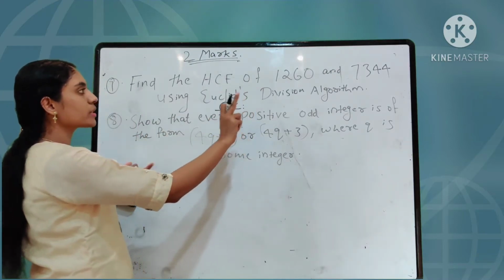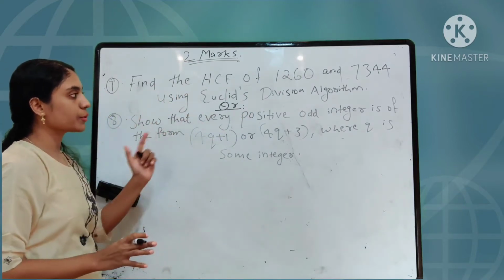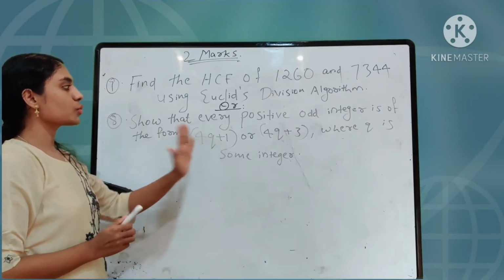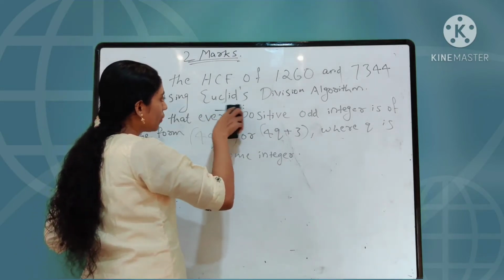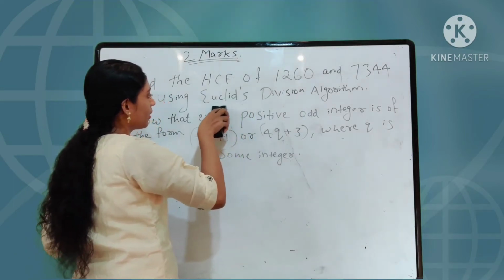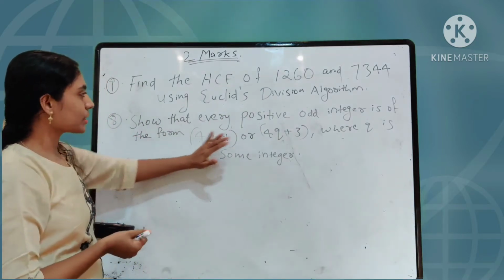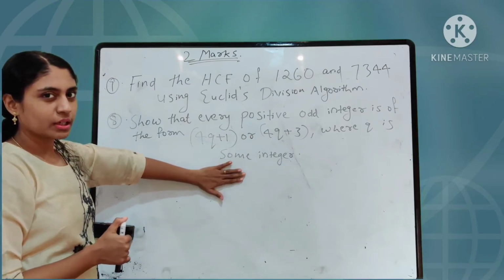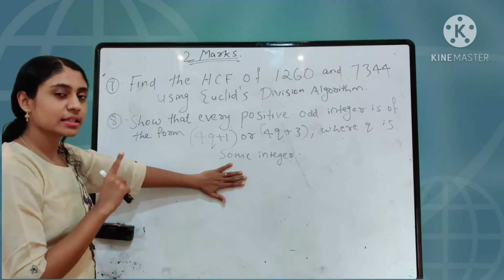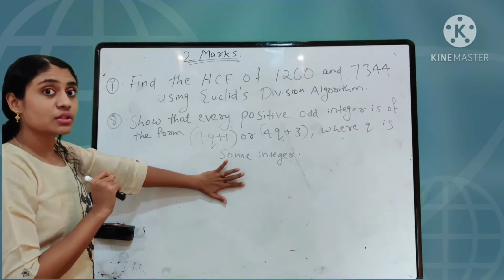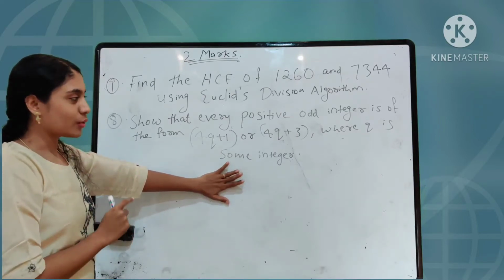Find the HCF of 1260 and 7344 using Euclid's division algorithm, or you can do this one: show that every positive odd integer is of the form 4q plus 1 or 4q plus 3, where q is some integer. Did you find this second question similar to any question? This we have done in one of our classes. I think it is coming under the topic properties of numbers using Euclid's division algorithm. So go through that video if you don't know how to solve this, okay?